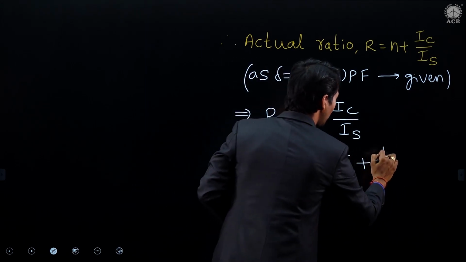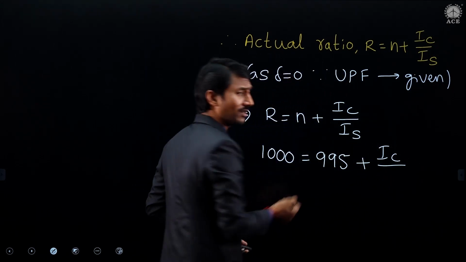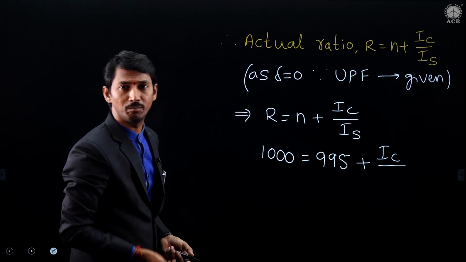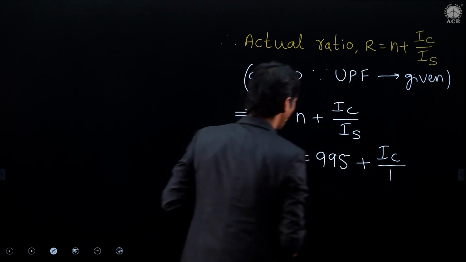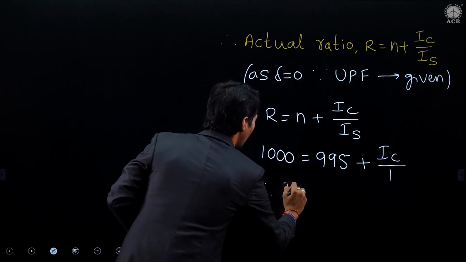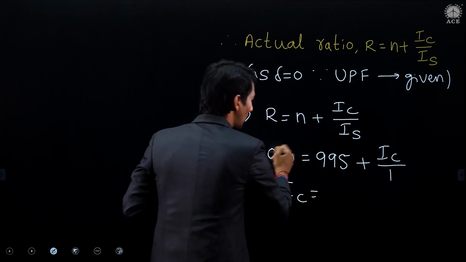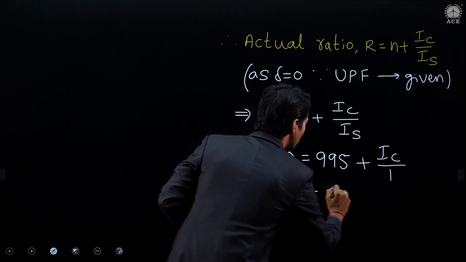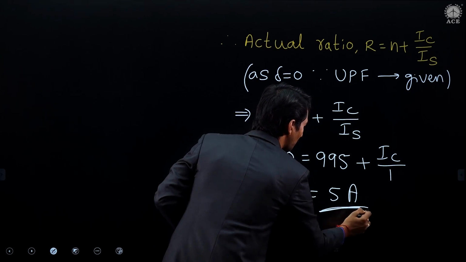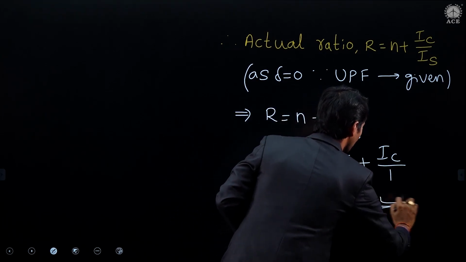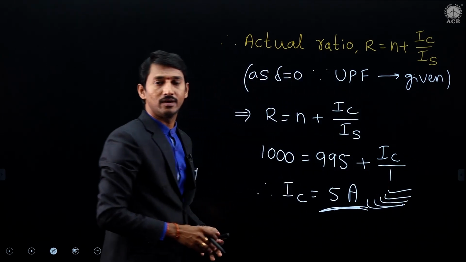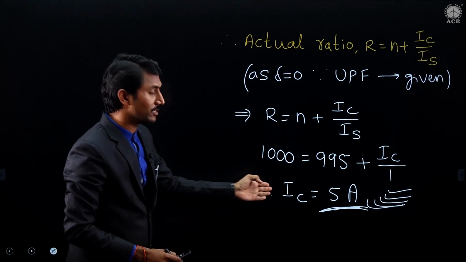IC we need to calculate. Secondary current IS we have written already, 1 ampere is given, so 1. So finally, IC is equal to 1000 minus 995. So therefore, 5 amperes. This is the procedure to calculate the corresponding current.